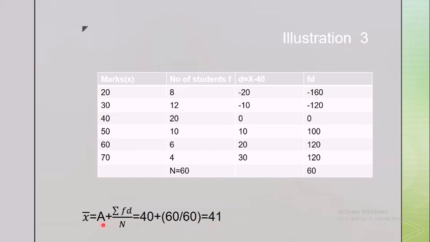So here A is 40, summation fd is the sum of the multiplication of the second and third column, and you divide it by n. And what is n over here? It is the total number of observations, and that is 60. Okay, so that is this case.